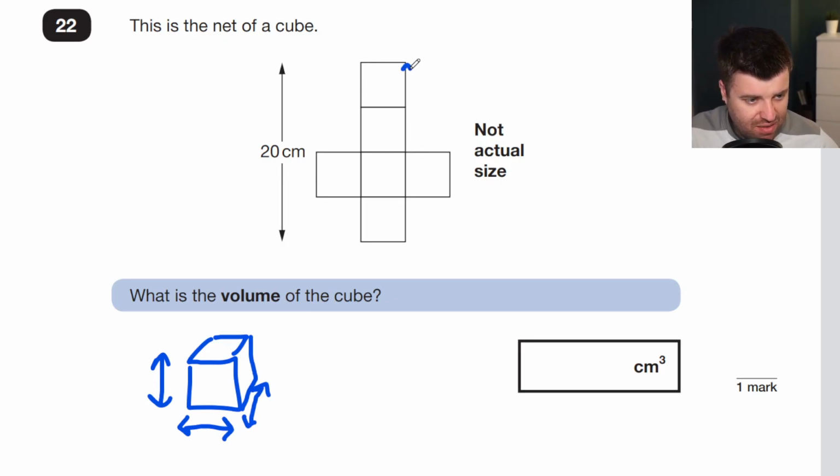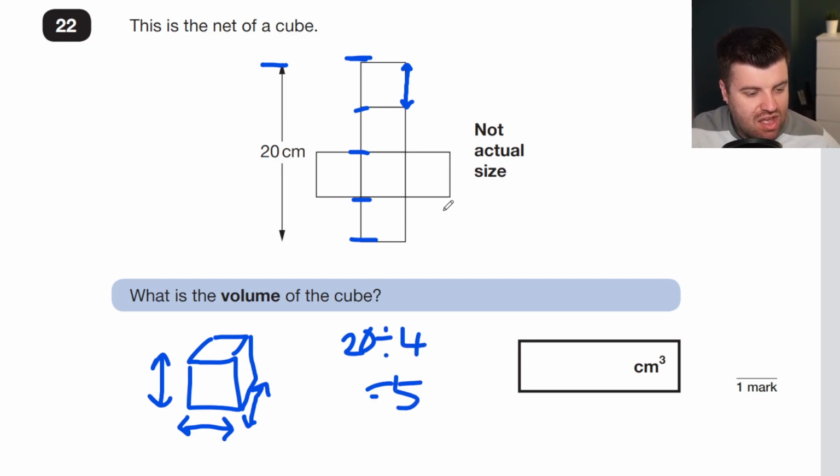So let's take a think. I need to work out what one of these edges, or these sides rather, what's the length of one of these sides? Well, I know this whole length here, from here to here is 20. How many sides of a square fit in? 1, 2, 3, 4. So let's do 20 divided by 4. That gives me 5. I know now that each side of my cube is 5. So imagine I took this net and I folded it into this one.